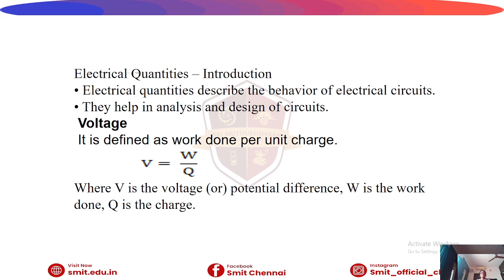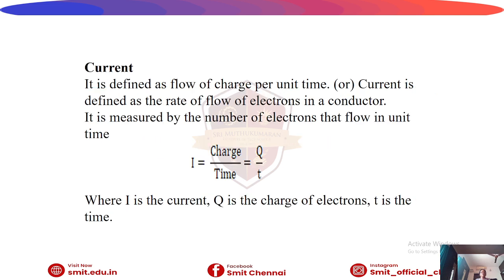First, let us see what is voltage. Voltage is defined as work done per unit charge. It is given by V equal to W by Q, where V is the voltage or potential difference, W is the work done, and Q is the charge.